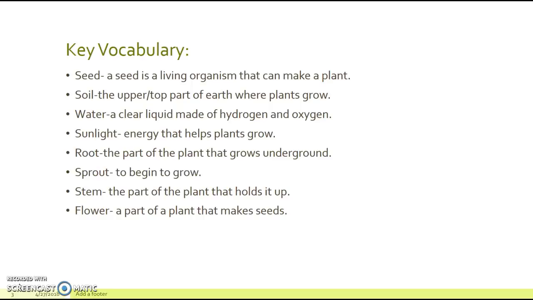Stem, the part of the plant that holds it up. It's the part that gives the plant its shape and allows it to grow up nice and tall. Flower, a part of a plant that makes seeds. Knowing these key vocabulary words will help us to better understand how a plant grows.